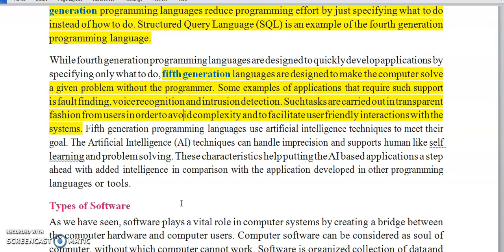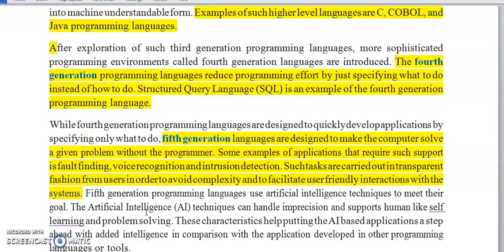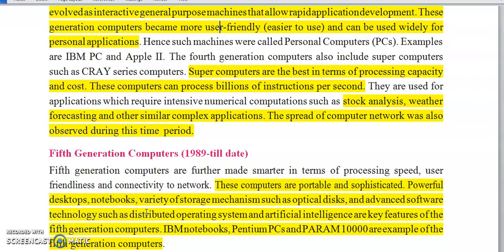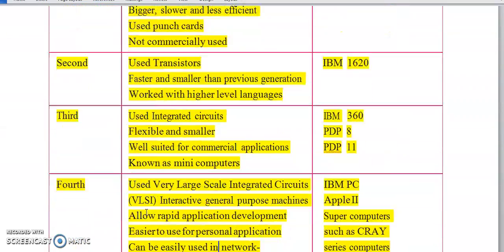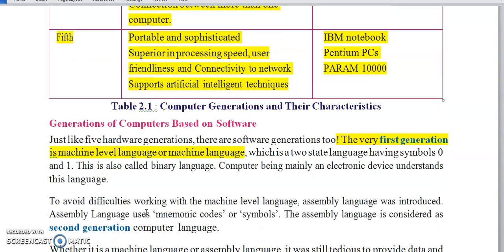Artificial intelligence: I hope you have seen the movies Robot and Ra.One. In these movies they create a robot with the help of programming language. It looks like a man and works like a man, but to work like that it needs a set of instructions. So fifth generation languages are designed to make a computer solve a given problem without a programmer. I hope you understand generation of computer with the hardware and with the software.